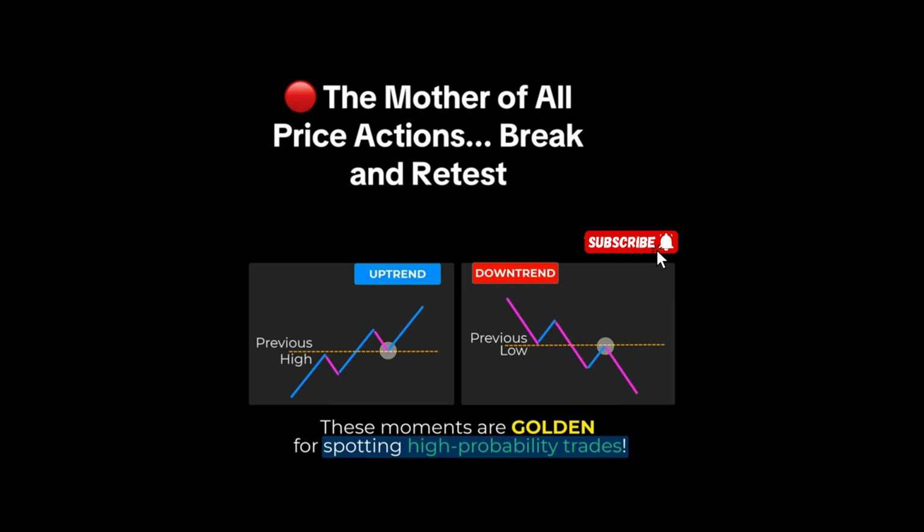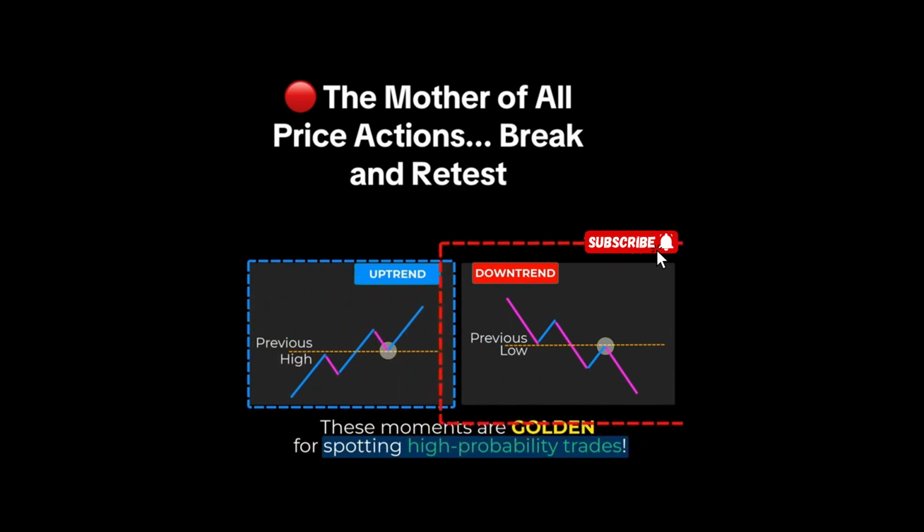Now here's something you need to know. The market creates structure with higher highs and higher lows in an uptrend and lower lows and lower highs in a downtrend. This is the basic building block of price action. Most of you might already know this, so I won't go too deep into it.